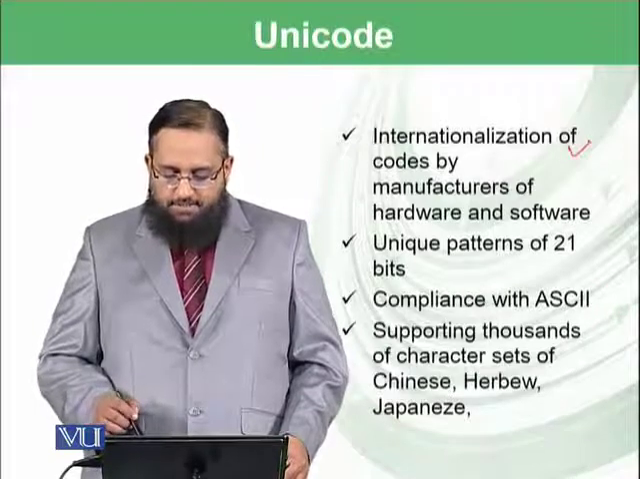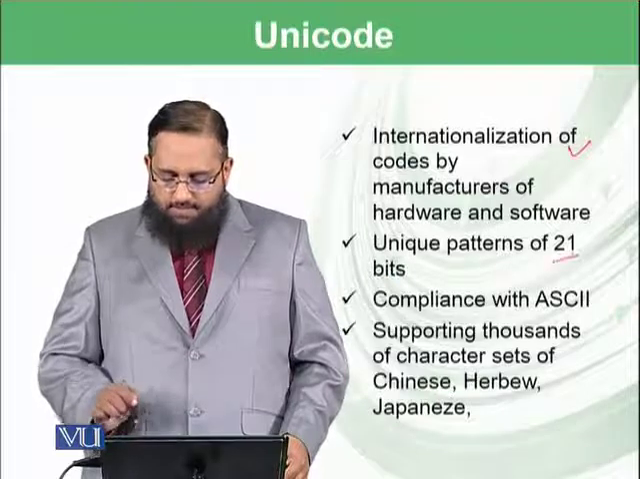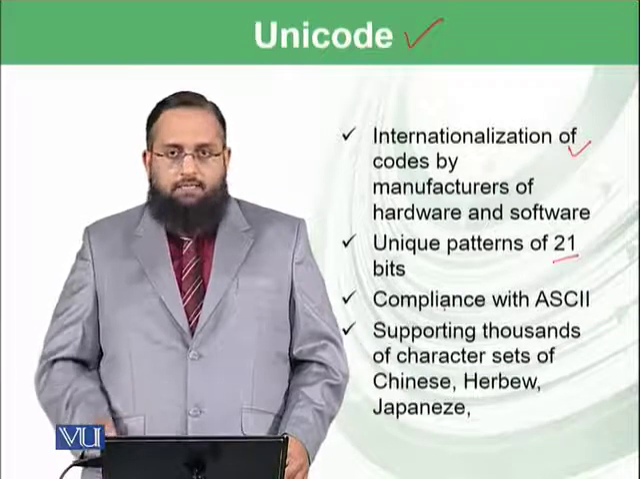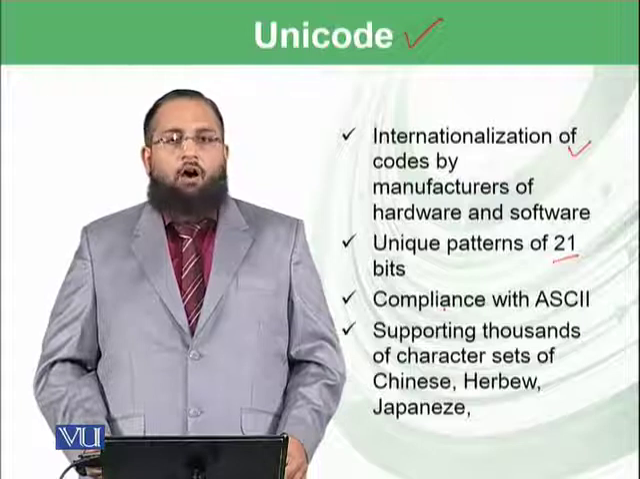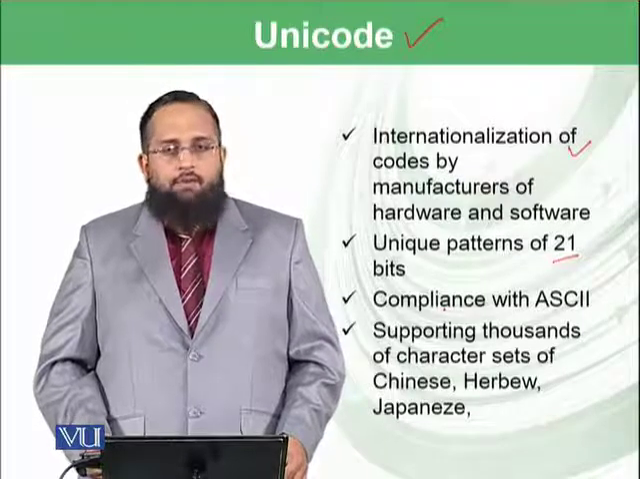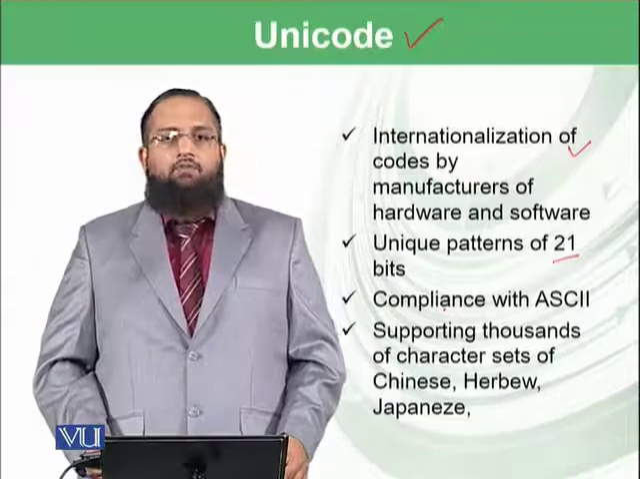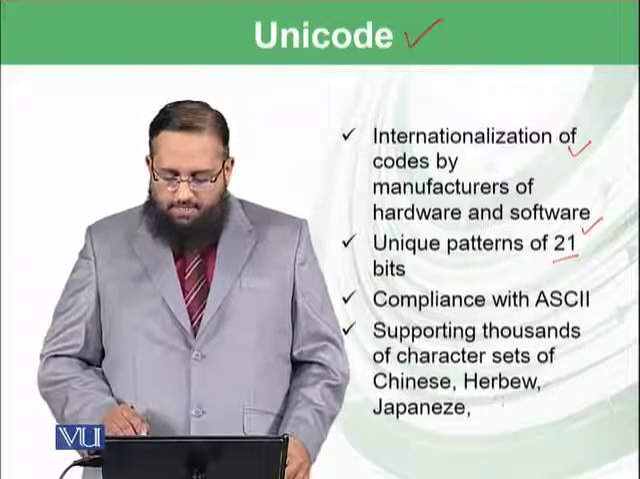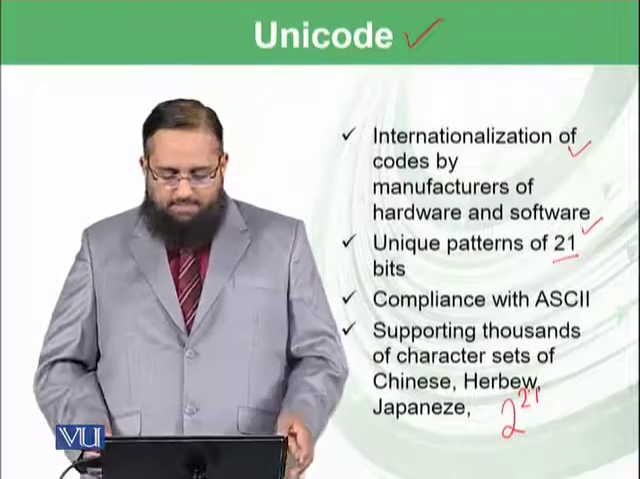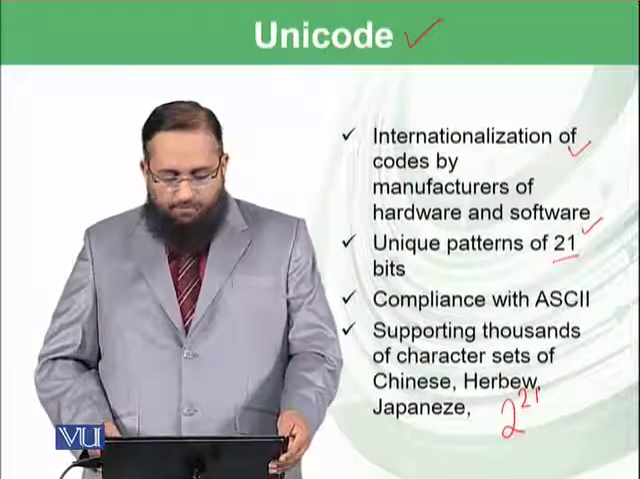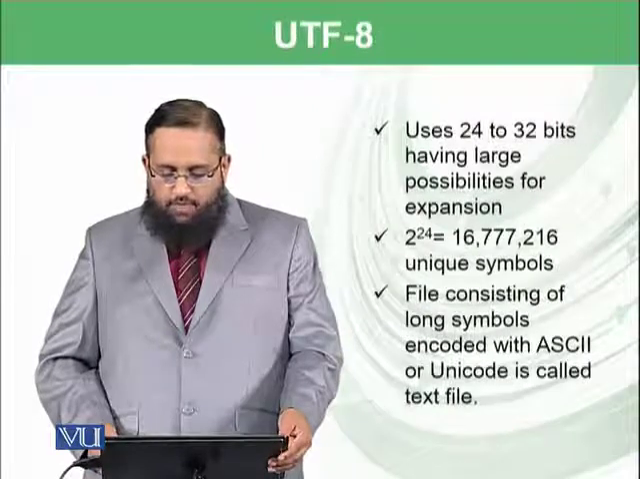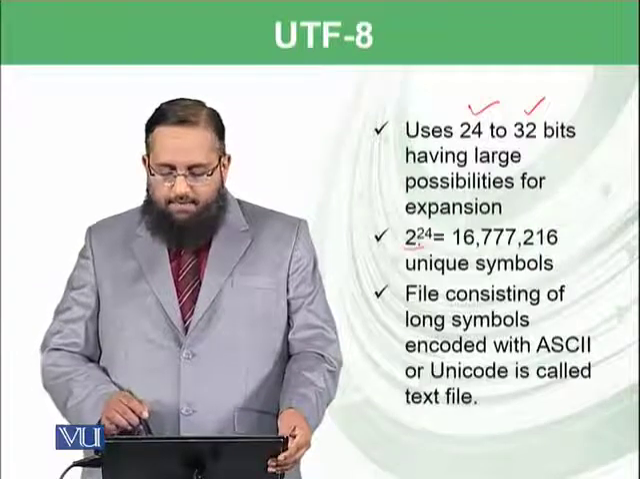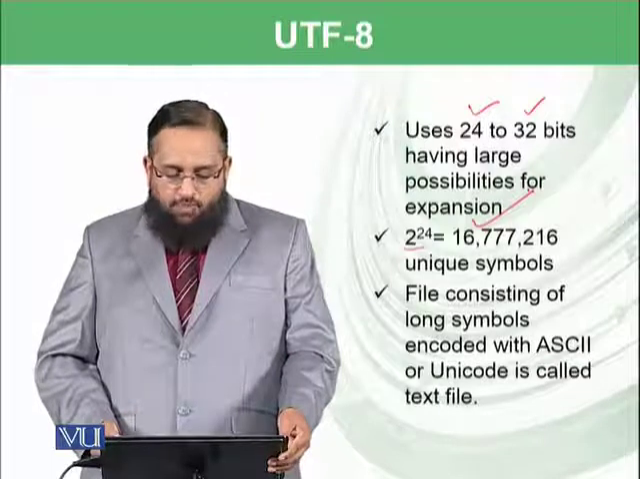So it should be internationalized. It was internationalized using unique patterns of 21 bits, and those are called Unicodes. These are compliant with ASCII. Compliant with ASCII means that all of the symbols which ASCII uses remained as they are in Unicode, and Unicode further defined more symbols. With 21 bits, it has a large space of 2 raised to power 21 symbols to represent all of the Chinese, Hebrew, Japanese and other languages. UTF-8 has 24 or 32 bits. If we only take 24 bits, it can represent 16 million unique symbols.